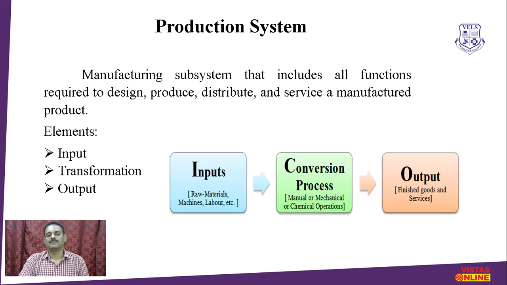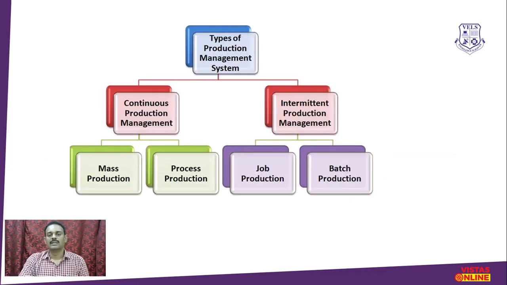So in the production system, three elements play a major role. The first is input. Input is nothing but the raw materials, machines, and labor. Transformation is nothing but the conversion process. Output is the finished goods or services. There are two types of production system. The first one is the continuous production system. The second one is the intermittent production system. The continuous production system has two subdivisions, that is mass production and process production, whereas the intermittent production system has job production and batch production.